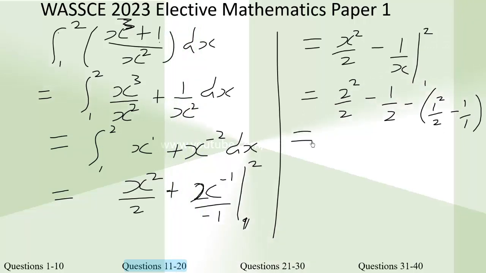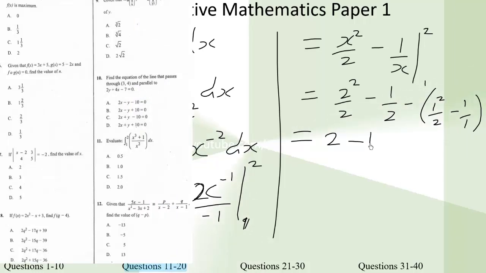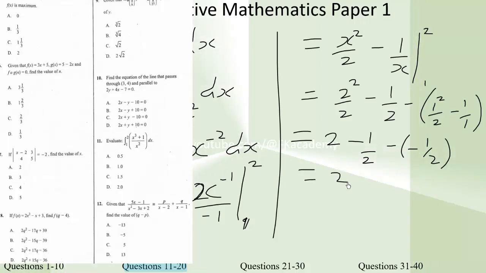So this will simplify to 2 squared over 2 gives us 2, minus half, then minus, into brackets, 1 squared over 2 is half, minus 1, is negative half. So this will give us 2. So the final answer will be 2. You can actually type this on your calculator and it will give you the answer to be option D.